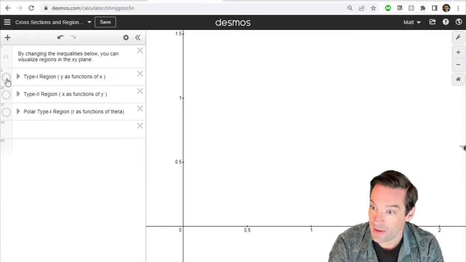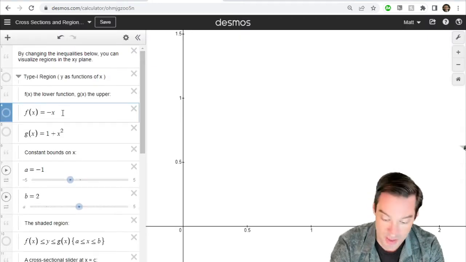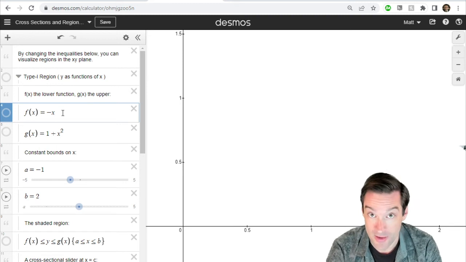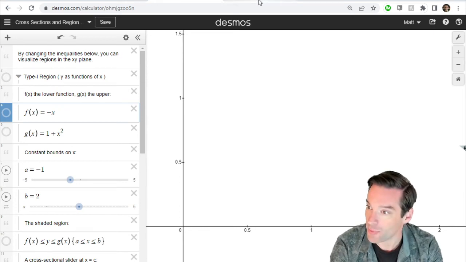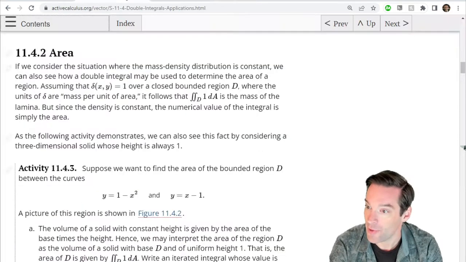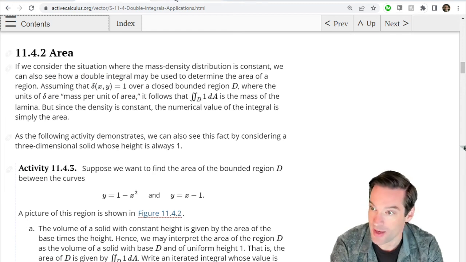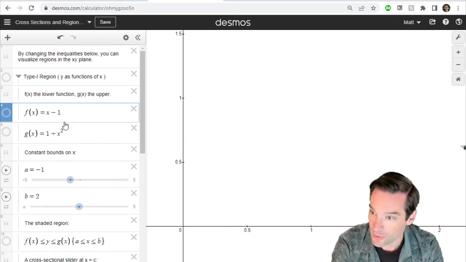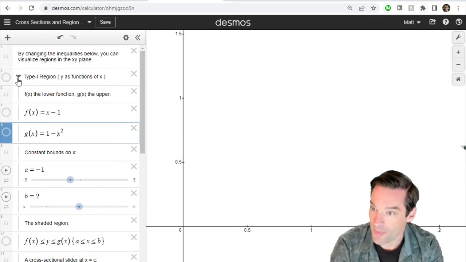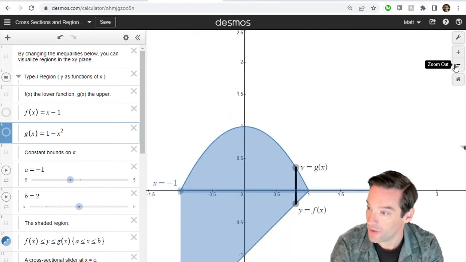So if I want to describe this as a type 1 region, because y is equal to a function of x in both cases, this is going to be the most natural way to at least get started, then I would probably want my upper function to be 1 minus x squared and my lower function to be x minus 1. So x minus 1 as my lower function, 1 minus x squared as my upper function. I'm not sure off the bat what my bounds on x are going to end up being, so let's just put these on the screen.